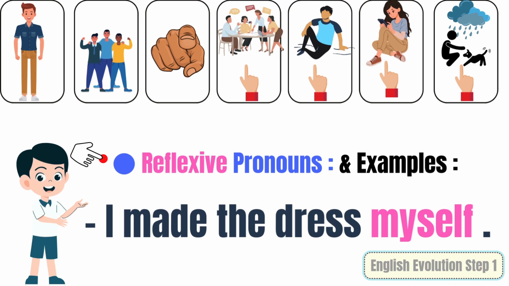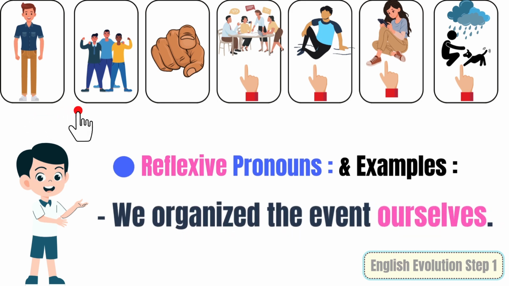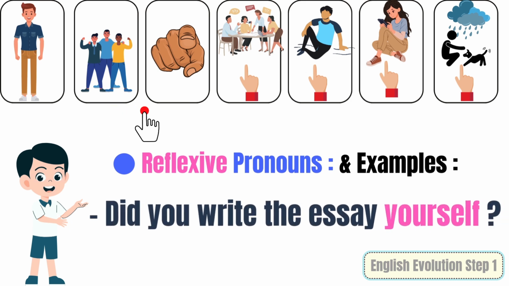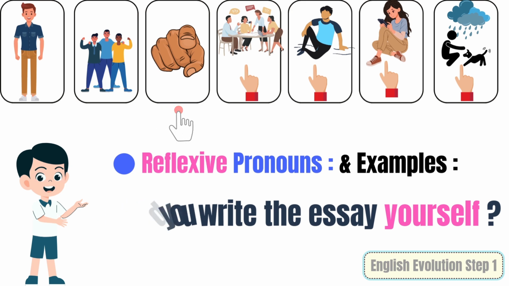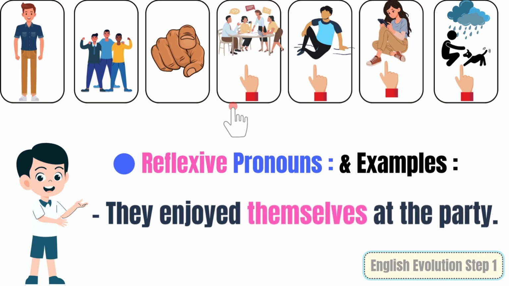Reflexive pronouns examples. I made the dress myself. We organized the event ourselves. Did you write the essay yourself? They enjoyed themselves at the party.